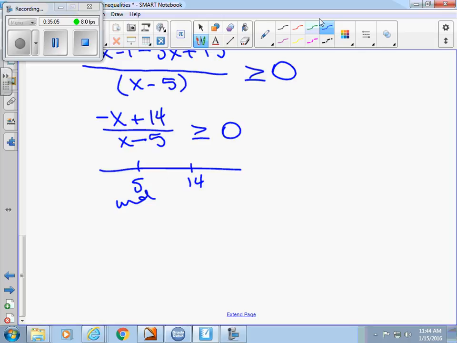Plug in 4 or 0 or anything you want that's less than 5. I would get a negative. Plug in something between 5 and 14. I would get a positive on top and a positive on the bottom. Plug in something bigger than 14, like 15, I would get a negative on top and positive on the bottom. I'm looking for greater than or equal to 0, so 5 to 14, bracket the 14, parenthesis the 5.